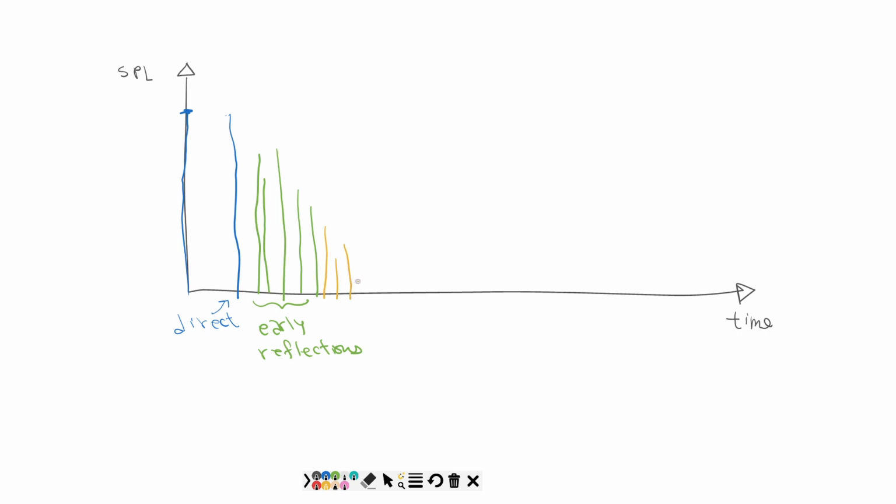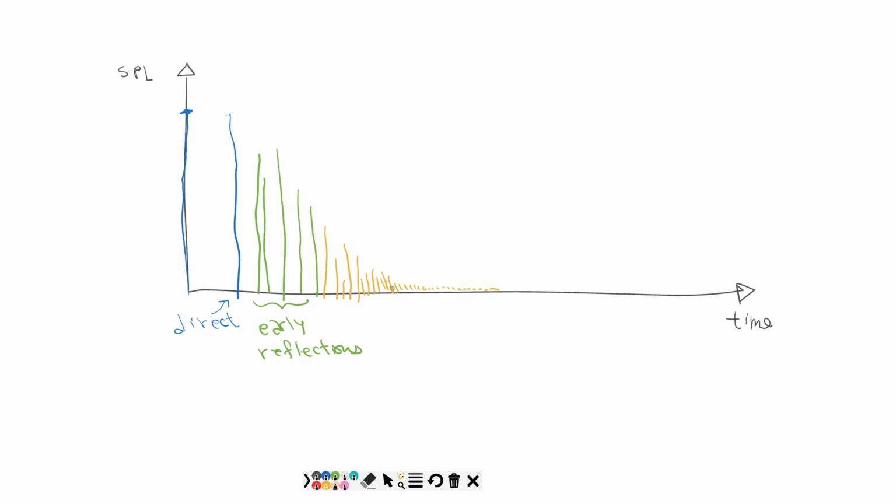And it all depends on what they hit. Maybe some surfaces are highly absorptive, so that thing comes back at a fairly low amplitude. Some of them are a bit bigger. But these become more and more frequent, like I said. And they keep getting smaller and smaller.